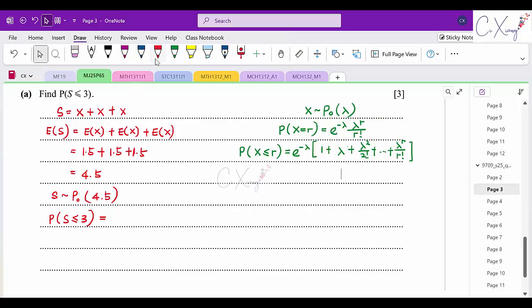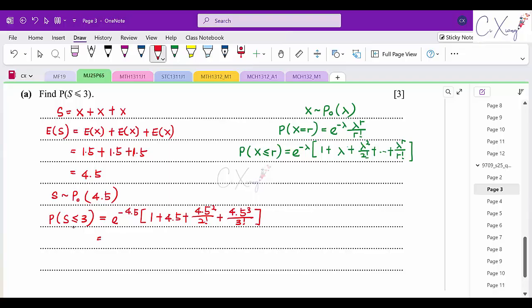Okay, then let's continue with our calculation here. S smaller than or equal to 3. I'm having e negative lambda. When S equals 0, it is 1. When S equals 1, it is lambda, which is 4.5. When S equals 2, it will be 4.5 squared over 2 factorial. For S equals 3, you'll be having 4.5 cubed divided by 3 factorial. And our calculation here should include S up to 3, so that means including the 3. So you should stop here.